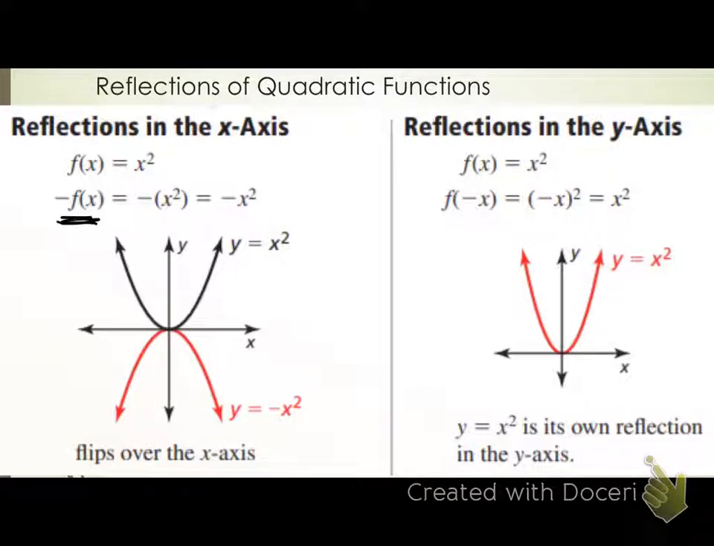Reflection in the y-axis is still f of negative x. So if I plug negative x in for x, negative x squared just turns into x squared again. So it's essentially the same graph. If I reflect my parent function of my quadratic over the y-axis, it's the same graph. Does that make sense? Y equals x squared is its own reflection in the y-axis. Any questions about reflections?